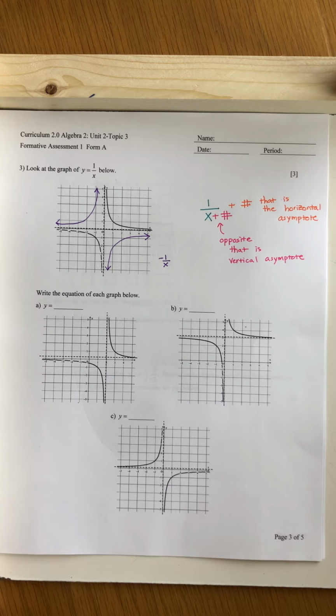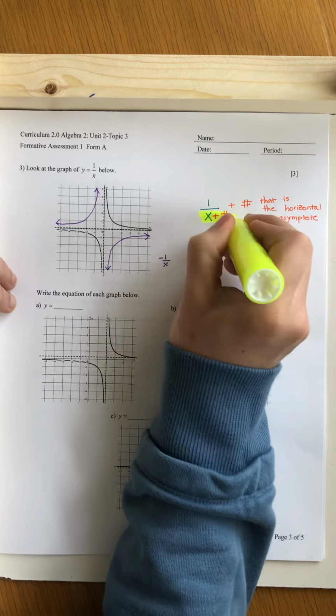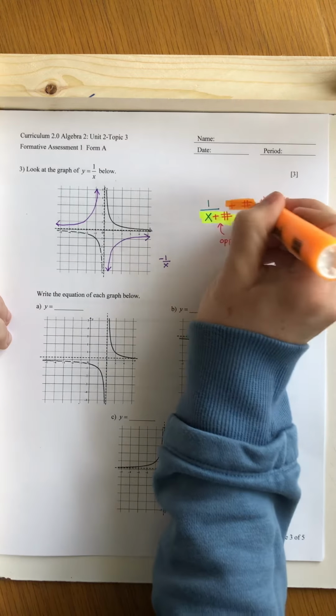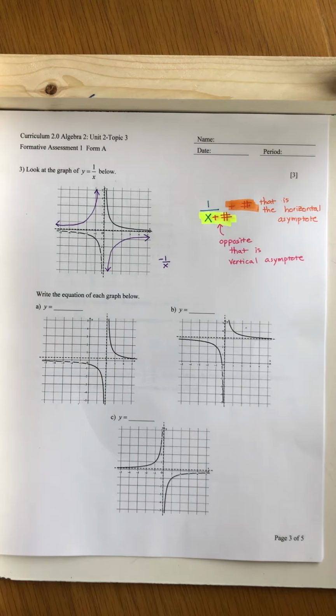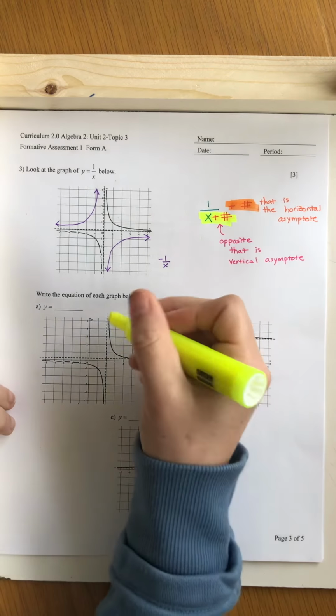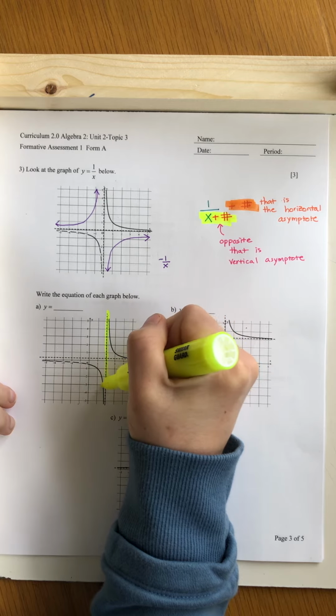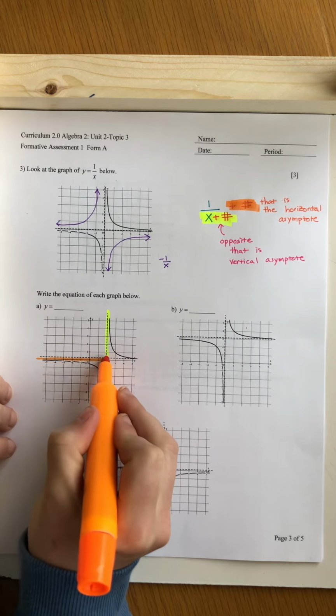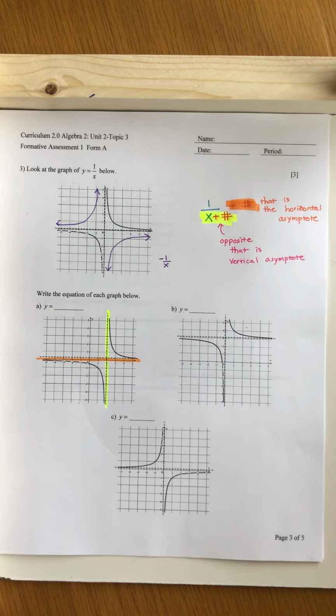Let me see if I can highlight these. We're going to use the yellow to talk about the vertical asymptote. And hopefully you guys can see orange on orange. We will use the orange to talk about the horizontal asymptote. And I think the printer was a little bit off on this one. But we have the vertical asymptote at 2. And the horizontal asymptote is supposed to be at 0. It's just a little bit off with the printer.